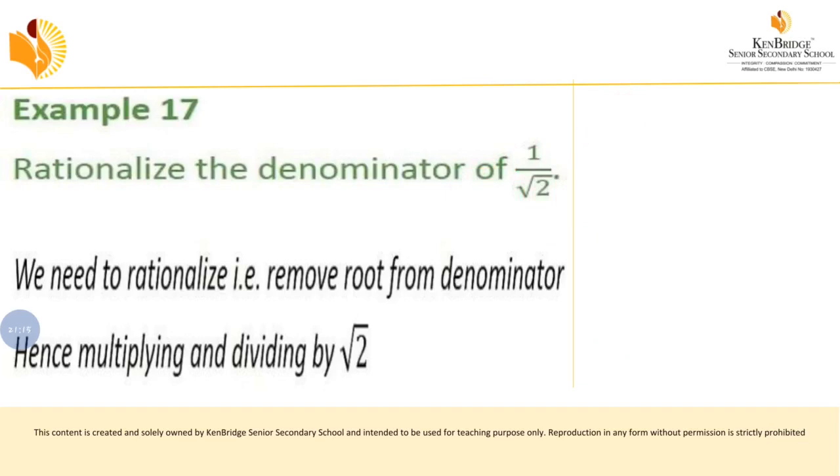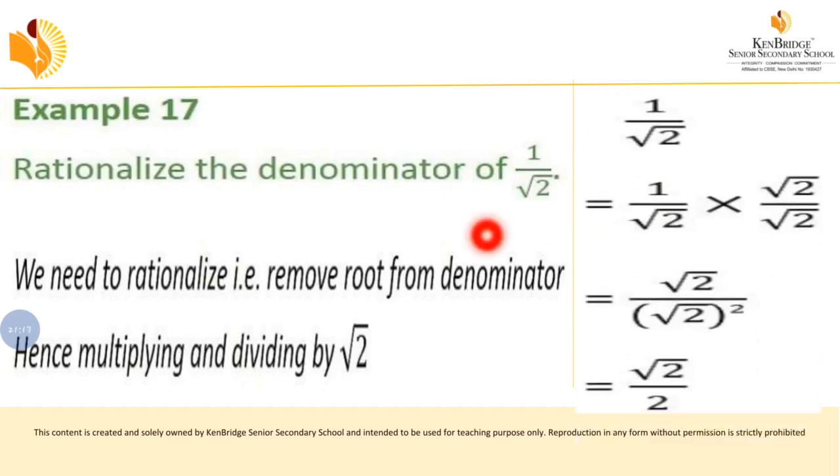So let's see. We are going to multiply and divide this term by root 2, because in the denominator we have only root 2. So 1 by root 2 into root 2 by root 2. 1 into root 2 becomes root 2. And root 2 into root 2 means root 2 the whole square. When you square this root 2, you will get the number 2. So the answer will become root 2 by 2. That is the answer for this question.